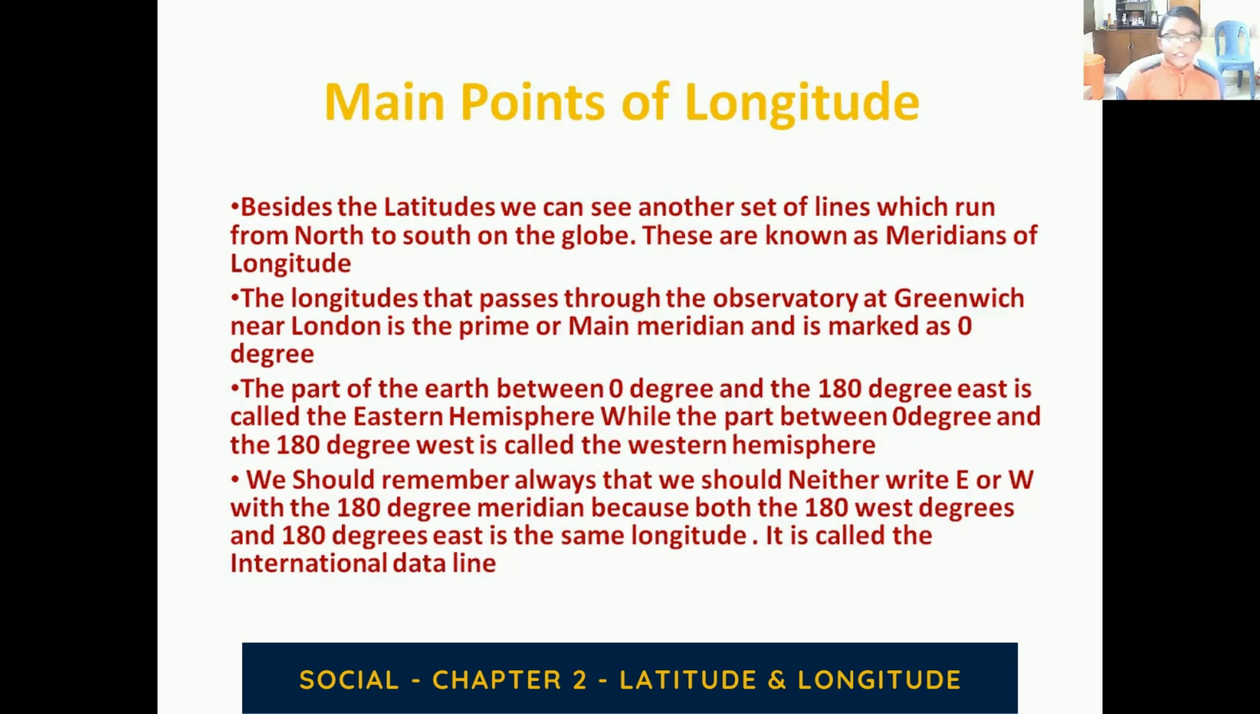4. We should always remember that we should neither write E nor W with the 180 degree meridian, because 180 degree west and 180 degree east are the same longitude. It is called the International Date Line.